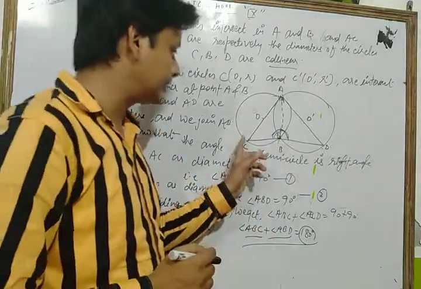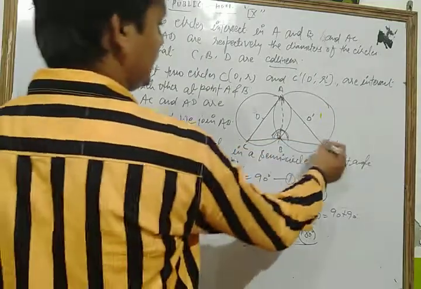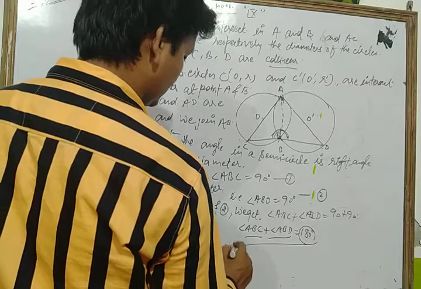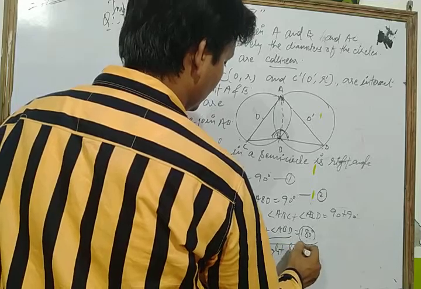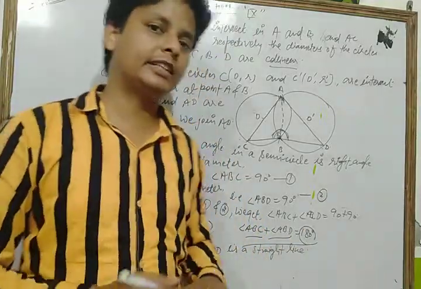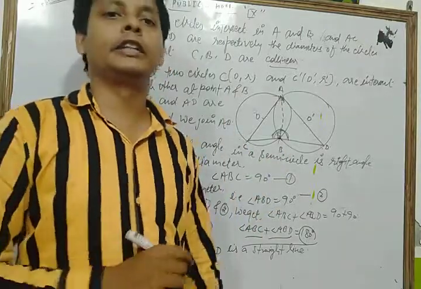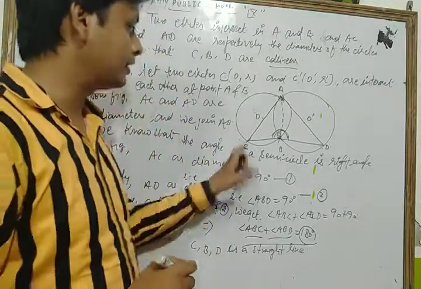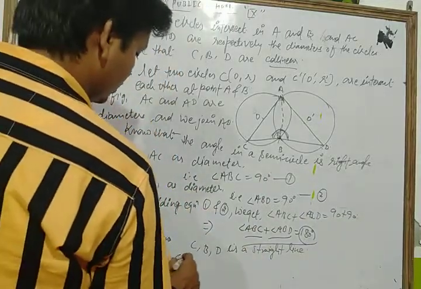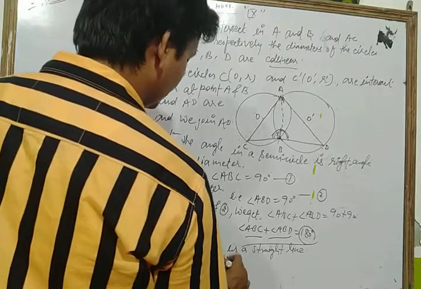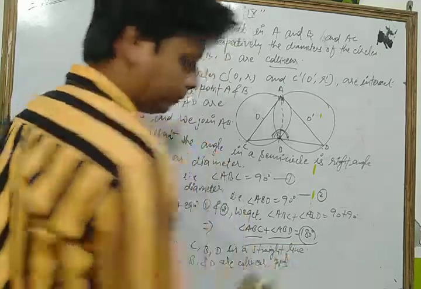So in this way we can say that CBD is a straight line. Thus we can say that CBD is a straight line, and as we discussed, if three or more points lie on the same straight line, then they are said to be collinear. So dear students, the points C, B and D are collinear, hence proved.